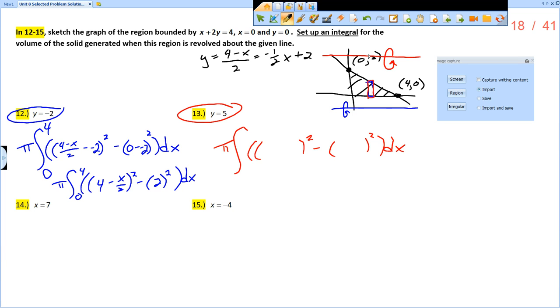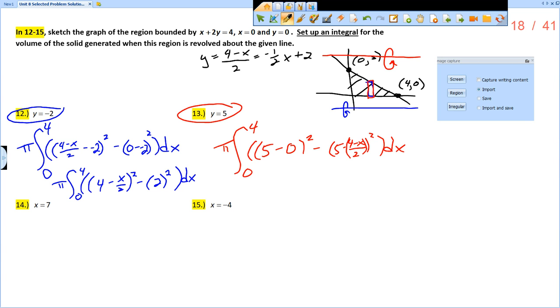And so we're going to take the axis of rotation, which is 5, minus the furthest boundary, which is 0. Then little r is going to be the distance from the axis of rotation to the nearer boundary, which is the line. And so we're going to take 5 minus (4 minus x over 2), and then obviously we're going to square that. And we're going to integrate from 0 to 4.